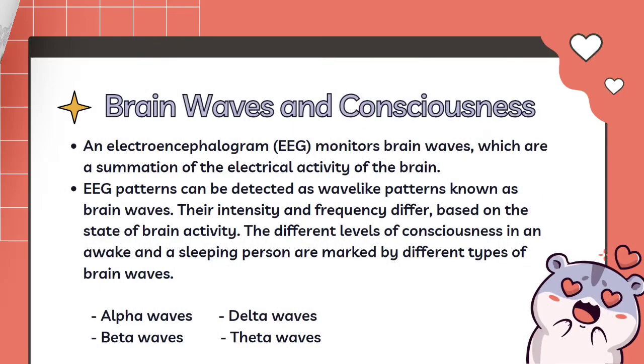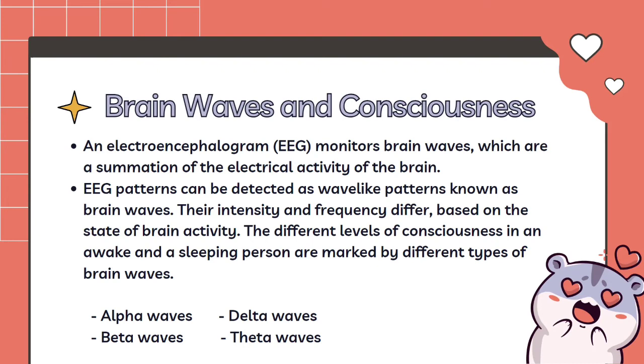The next thing we're going to talk about is brainwaves and consciousness. An electroencephalogram, or EEG, monitors brainwaves, which are a summation of electrical activity of the brain. EEG patterns can be detected as wave-like patterns known as brainwaves. Their intensity and frequency differ based on the state of brain activity. The different levels of consciousness in an awake and a sleeping person are marked by different types of brainwaves, such as alpha waves, beta waves, delta waves, and theta waves.